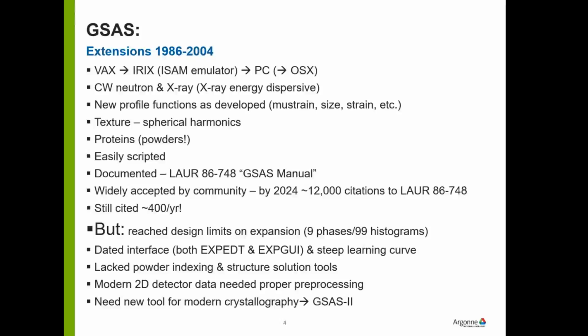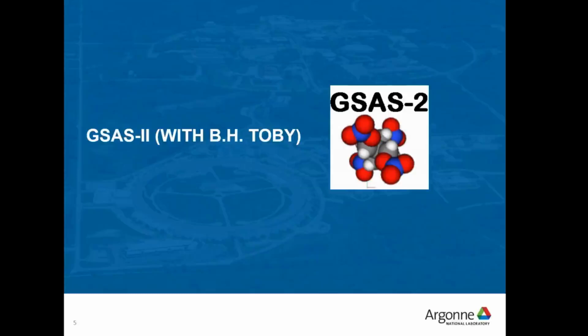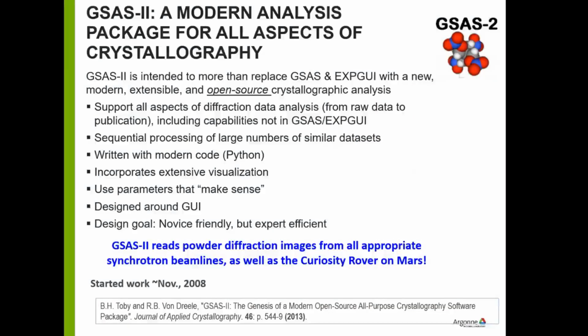And after an awful lot of fluffing around, Brian and I put together GSAS-II. It's open source. You get the source. You get the Fortran source, you get the Python source. So you can actually look at our code and say, oh, that's how they did that.